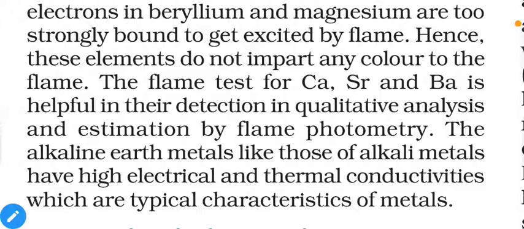The alkaline earth metals, like those of alkali metals, have high electrical and thermal conductivities, which are typical characteristics of metals. From the next lecture, we will discuss the chemical properties of these metals.